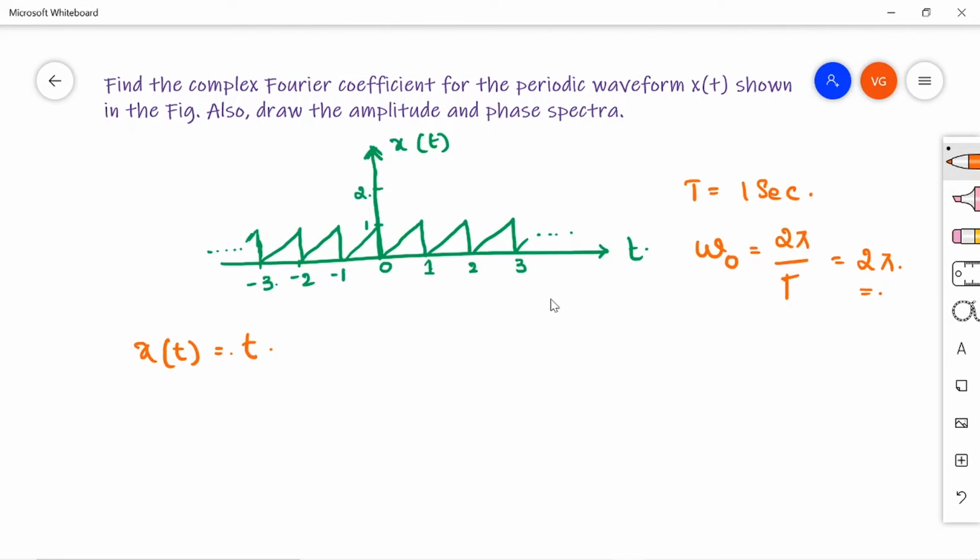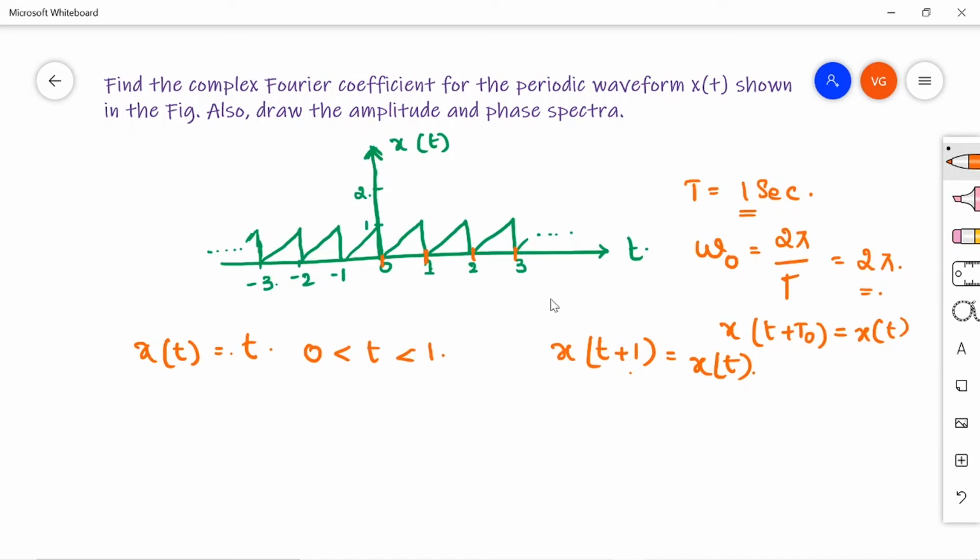So the signal is t for 0 less than t less than 1. And if you observe, as I am telling, it's a periodic waveform. x of t plus t naught has to be x of t if it is a periodic signal. So x of t plus the time period, which is 1, x of t plus 1 is nothing but t. It means the signal is repeated again and again. The same signal is repeated. So x of t plus 1 is also x of t.